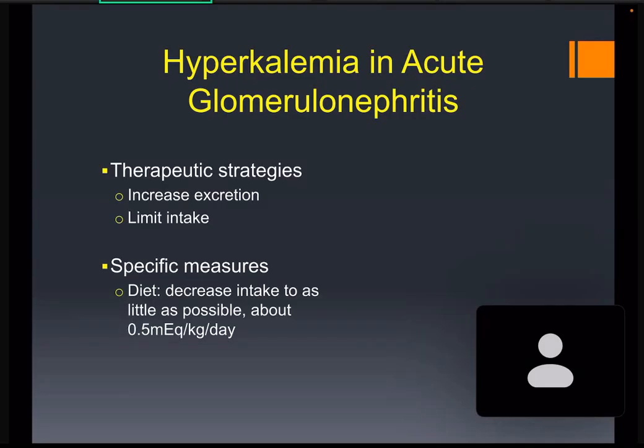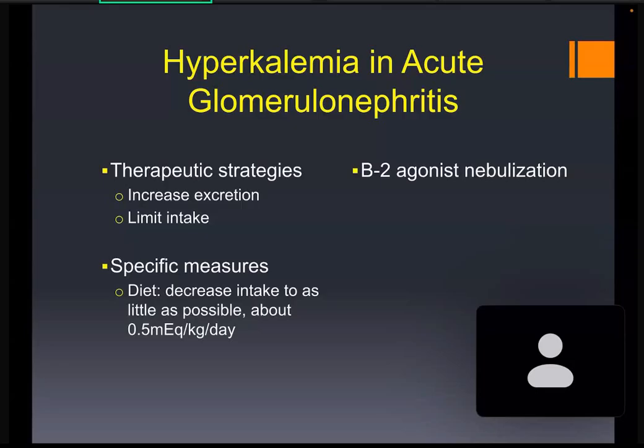However, it is very toxic. The high potassium level is really toxic to the heart. So that's why you need to remove the potassium as soon as possible by increasing its secretion and limiting its intake. Usually in our practice, we give furosemide to facilitate the removal of potassium in the body. And of course, we decrease the diet.